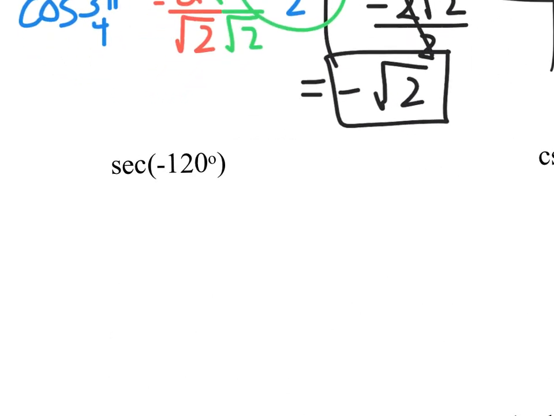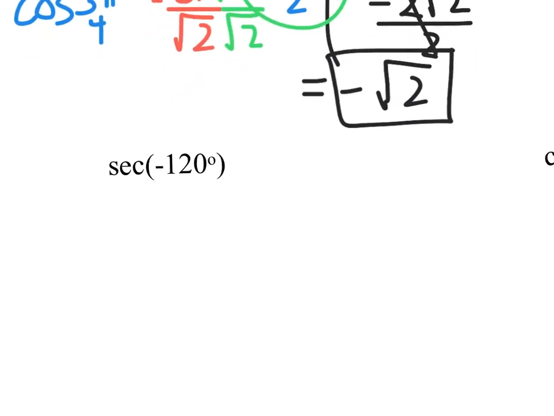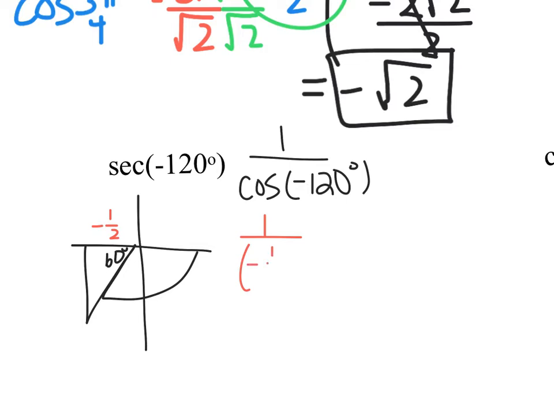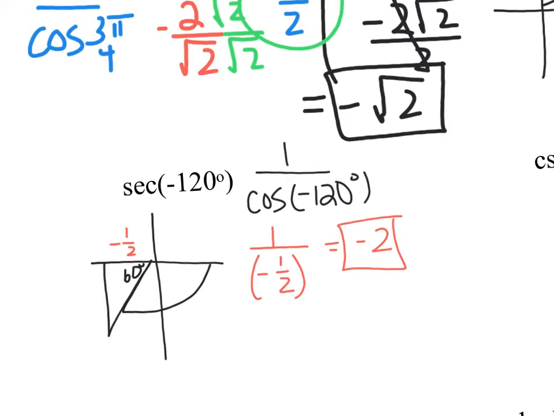Okay, next one, secant of negative 120. So that is the same thing as doing 1 over the cosine of negative 120 degrees. So cosine of negative 120, your reference angle is going to be a 60-degree angle, and the cosine is going to be negative 1/2. So this is going to be 1 over negative 1/2, which is negative 2. So the secant of negative 120 degrees is negative 2.